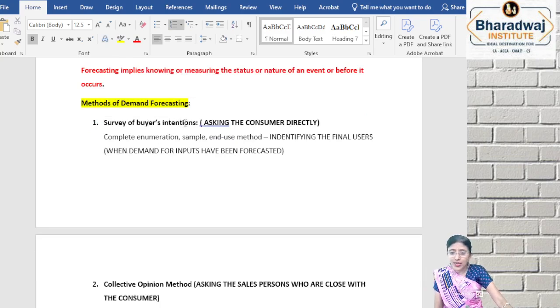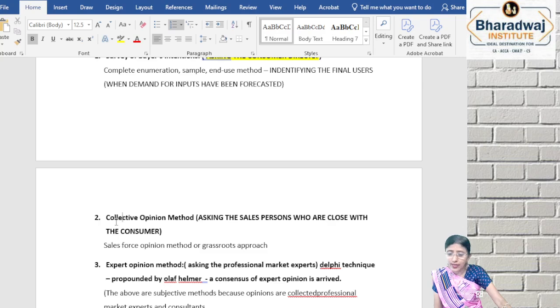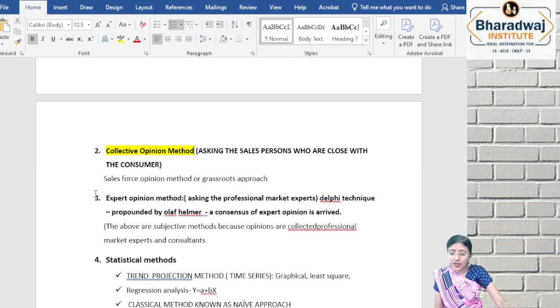First is asking the consumer directly. That method is called survey of buyers' intentions. I go and directly ask what brand you buy, what commodity you use. Second is asking the salesperson, because they are in contact with the consumer daily. Asking the salesperson is called the collective opinion method. And the third one is asking an expert: what do you see will be the demand for liquid soaps, gel pens, smartphones, etc.